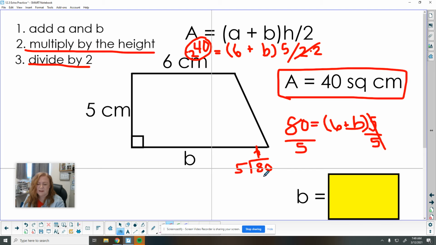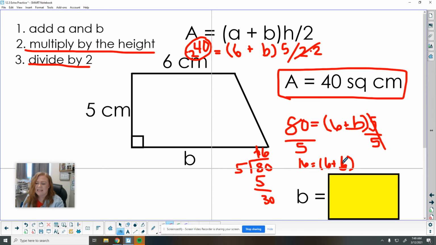That goes in there one time, is 5, and then 3 left over. 5 goes into 30 6 times. So now this is 16 equals 6 plus B. How can I get B all by itself?